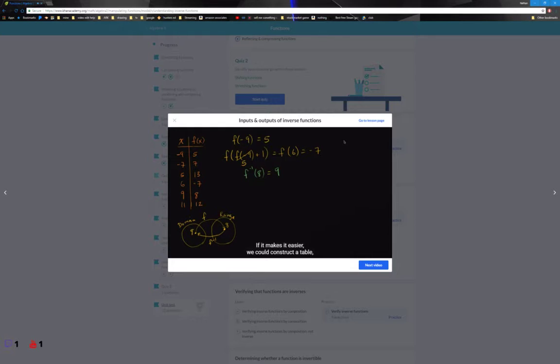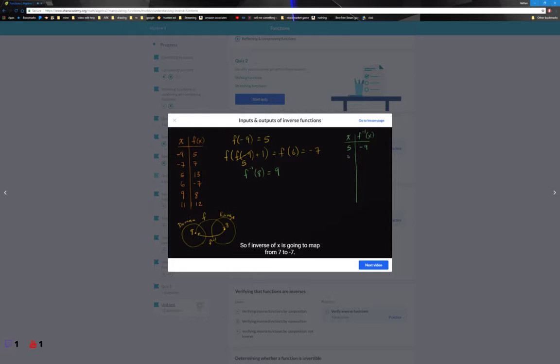And if it makes it easier, we can construct a table here. This is actually what I probably would do, just to make sure I'm not doing something strange. I could say x and f inverse of x, and what I'd essentially do is swap these two columns. So f of x goes from negative 9 to 5, and f inverse of x is going to go from 5 to negative 9. All I did is swap these two.